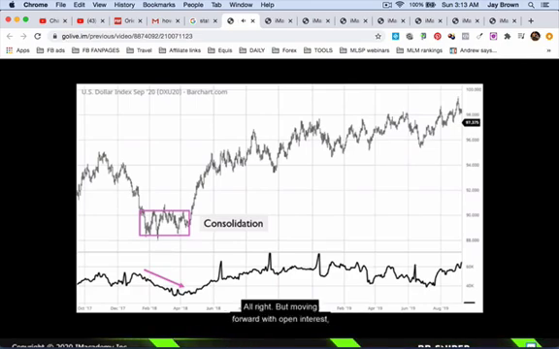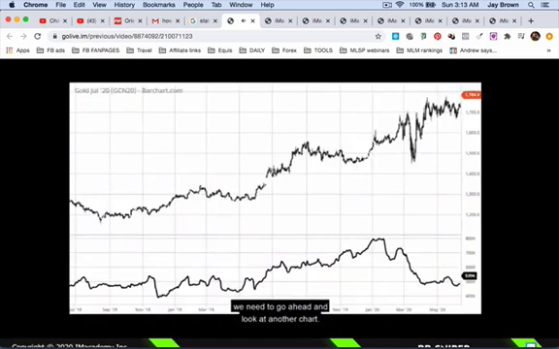But moving forward with open interest, we need to go ahead and look at another chart. And I didn't have any animations on these, so sorry about that. I usually enjoy those, but nonetheless, here we have gold. Now, gold is a little bit different. Now, why would I say that?